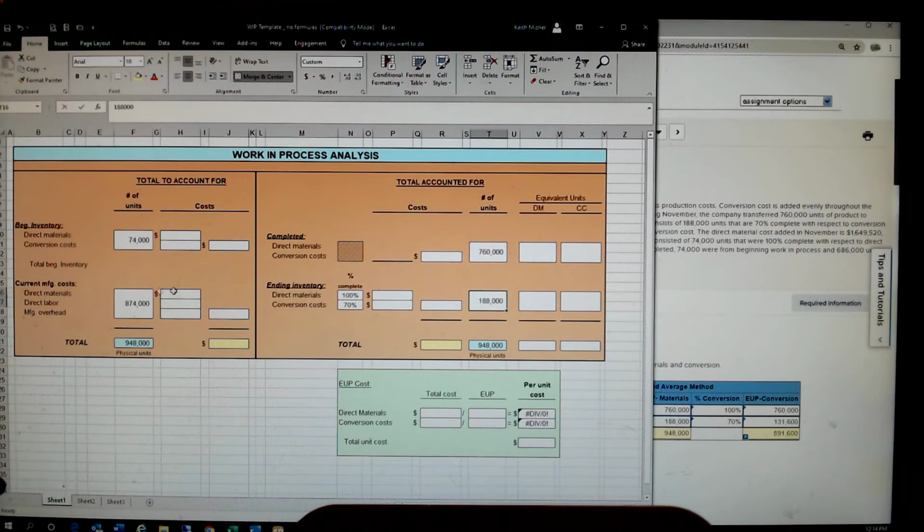So that was a little weird. That was a strange number that they gave us, this 686. I don't know if it's there to just confuse us or what. But, yeah, these 760,000, where did they come from? Well, 74,000 were from beginning inventory. 686,000 were units that actually started and completed. And the rest of these 874, 188,000 are still here. But anyway, so we have finished step 1. We've gotten a handle on the physical number of units. So we know how many units we're working with.